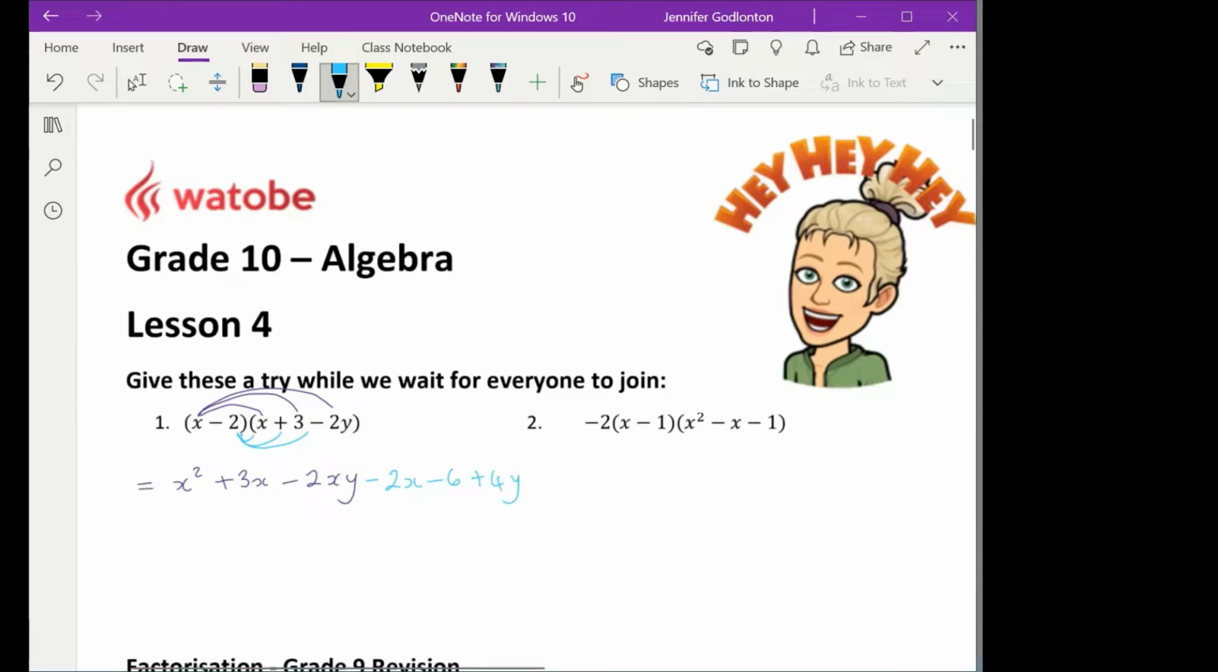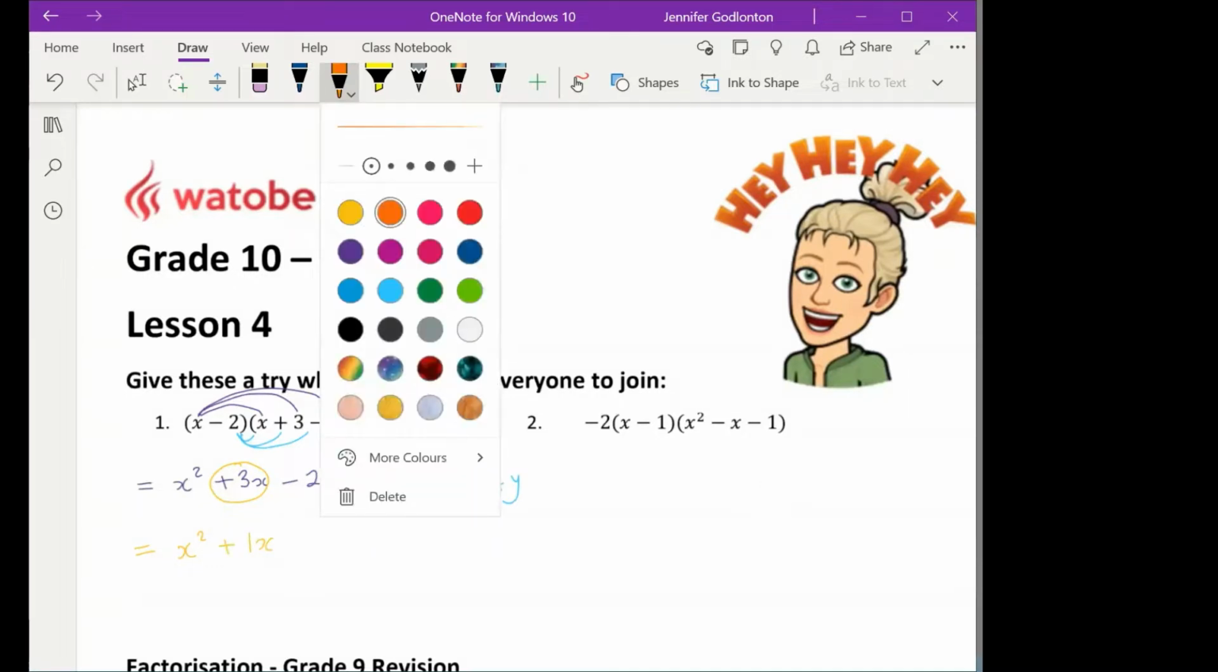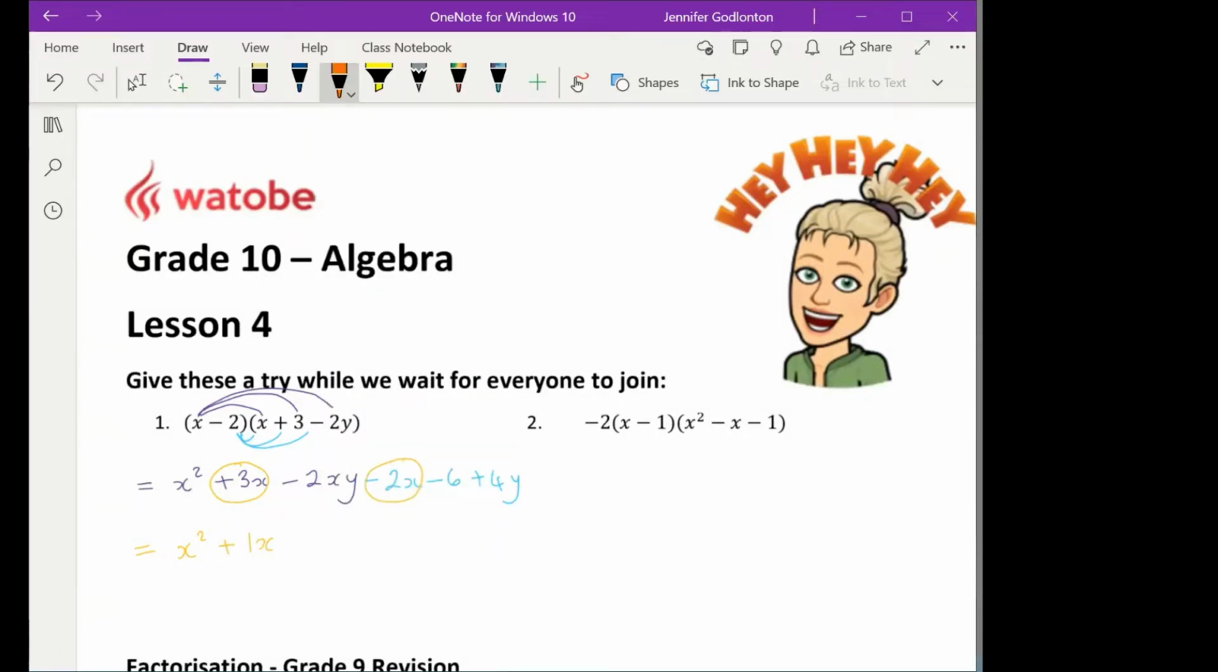Once we've done that, we want to find our like terms. Now, x squared is all alone. X squared doesn't have any friends in this question. Then we've got 3x minus 2x, which just gives us 1x. I'm trying to do these in color so you can see. And then we've got 2xy, no friend here. Then minus 6, also no friend, and plus 4y, also no friend. And so that is what we land up with: x squared plus x minus 2xy minus 6 plus 4y.